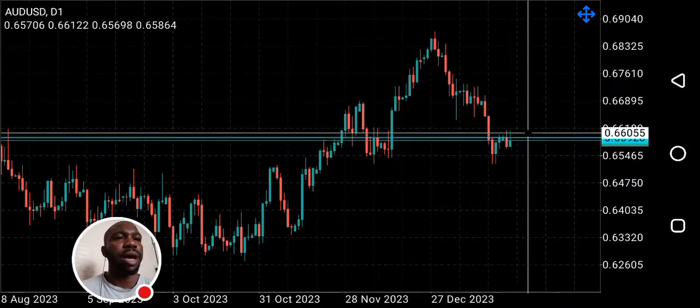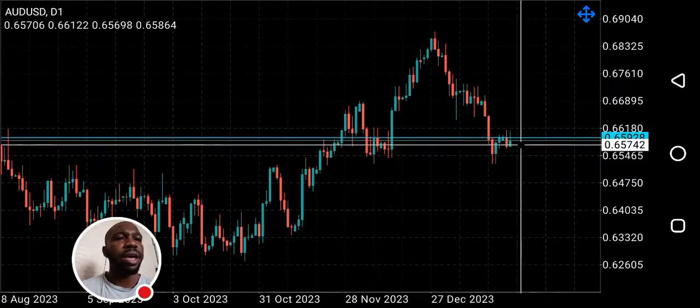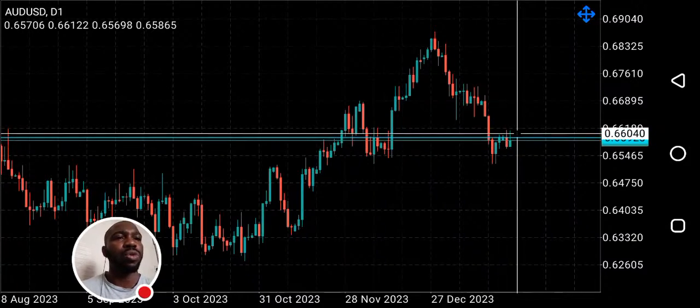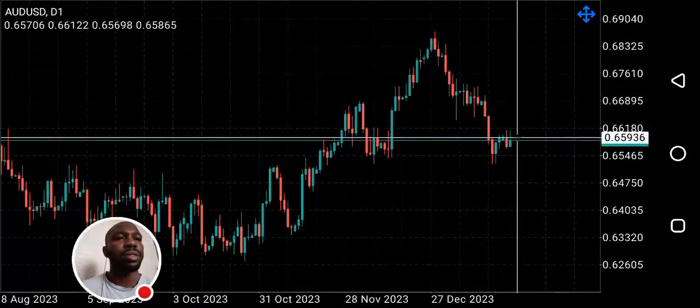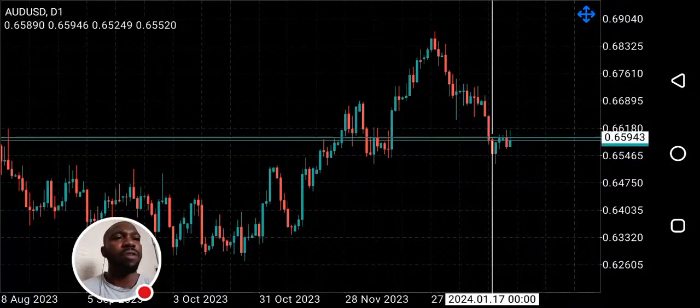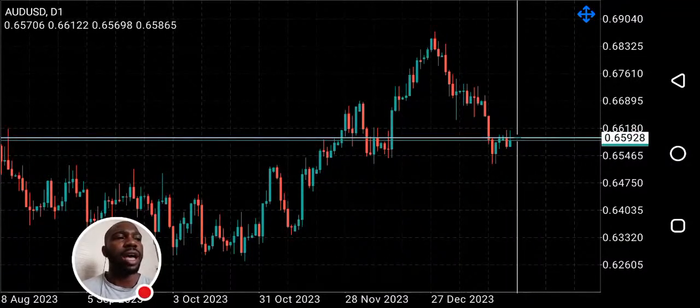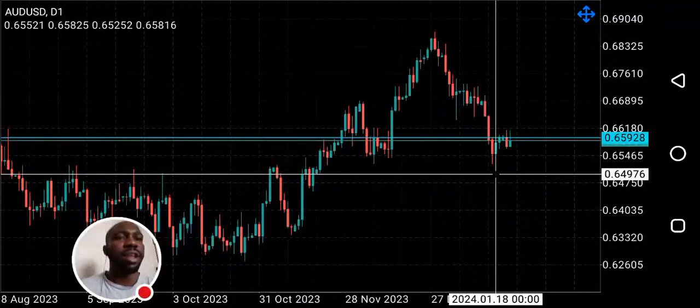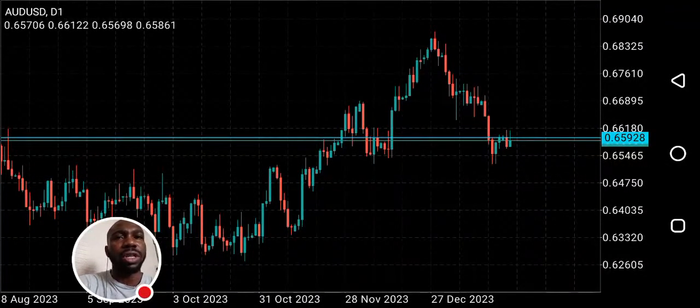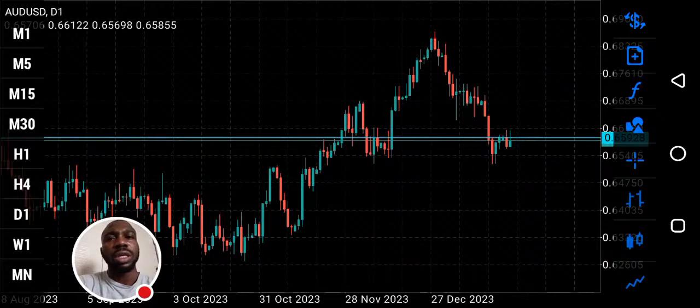So before we buy, we should wait for a candle to close above this high. Before you buy, wait for a candle to close above the high of this candle, which is at 6592. That will be the best time to execute a buy trade on Australian dollar USD.